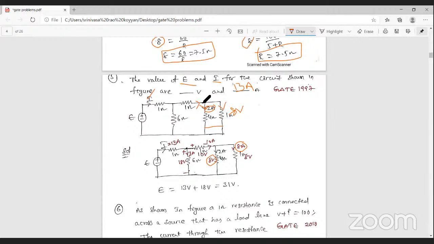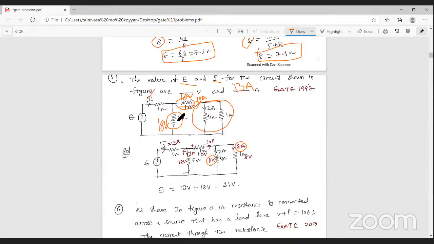Then what is the current in this path? That is 2 plus 8, that is 10 amperes. So the 10 amperes current is split into 2 amperes and 8 amperes. In this path the current is 10 amperes. Then what is the voltage? 10 into 1, that is 10 volts. Next, you can observe that the voltage across the 6 ohm resistance is equal to this voltage drop plus this voltage drop. This voltage is 10 volts and this voltage is 8 volts. That is 10 plus 8 is equal to 18 volts, across the 6 ohm resistance.